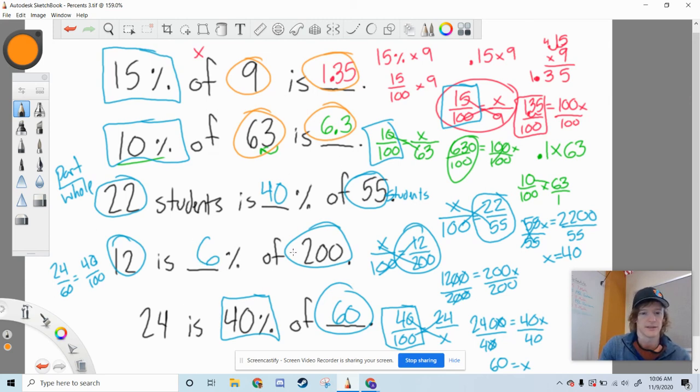Those are the only two that were like that. Oh, this last one. We had 24 out of 60. 24 out of 60. These are all proportions. These are all equivalent fractions.